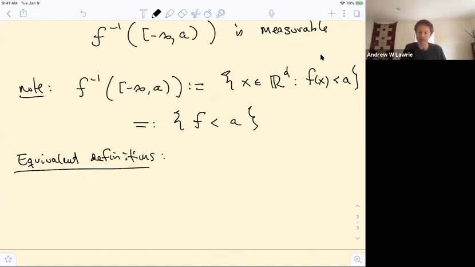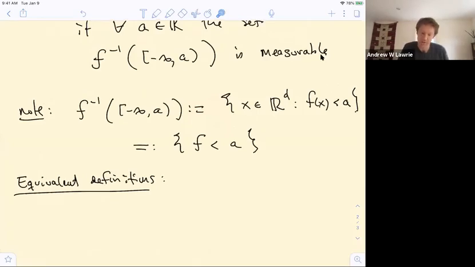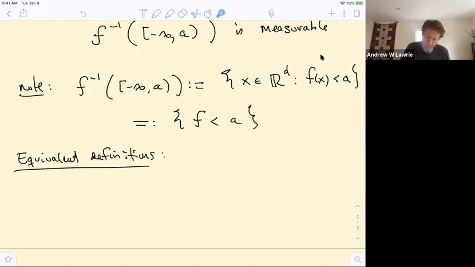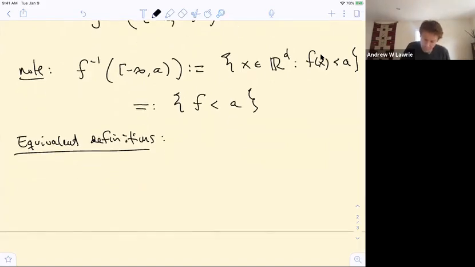A couple immediate observations. One is that picking a strict less than there is somewhat arbitrary, or maybe just classical, but not important. So we look at preimages of these half-open intervals like this, but one could equivalently say a function is measurable if and only if the set where f is less than or equal to a is measurable.